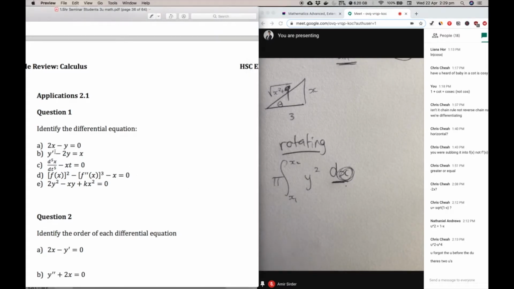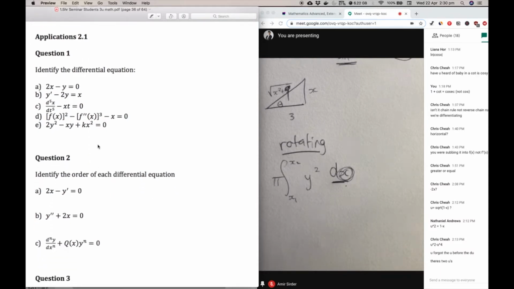It's going to be things that have derivatives in them. So A does not have any derivatives, so no, it's not a differential equation. B does, it has y dash. C does, that's that 5 there, that means a fifth derivative. D does, it has double dash in there, it's a derivative. E does not.